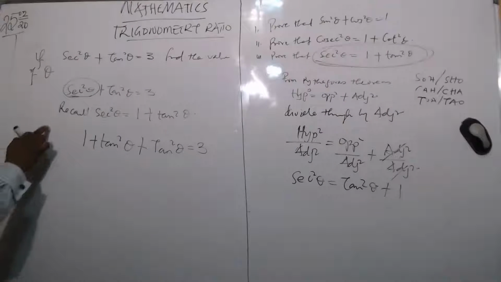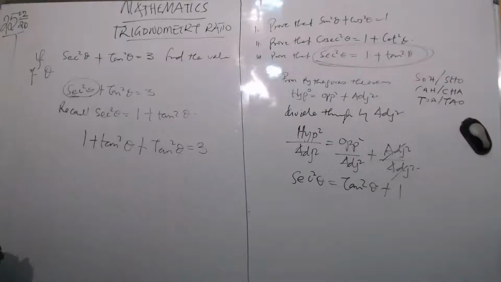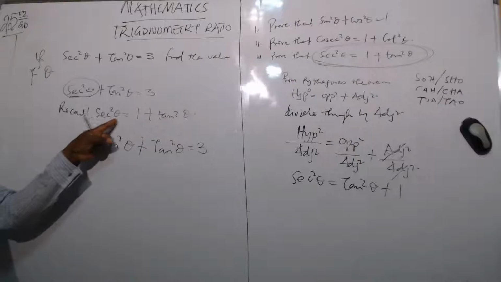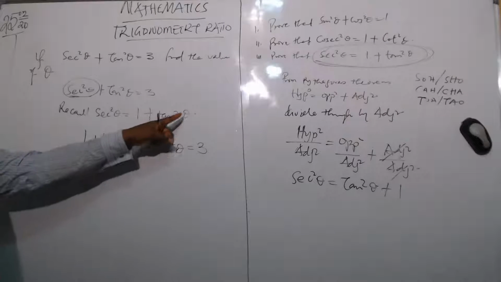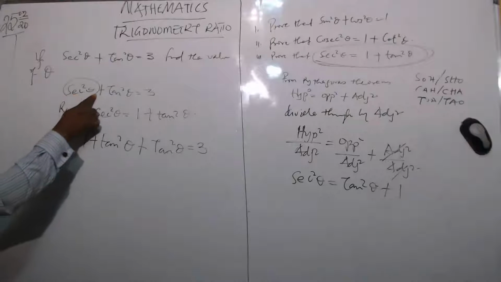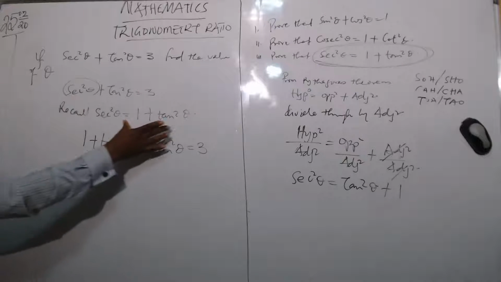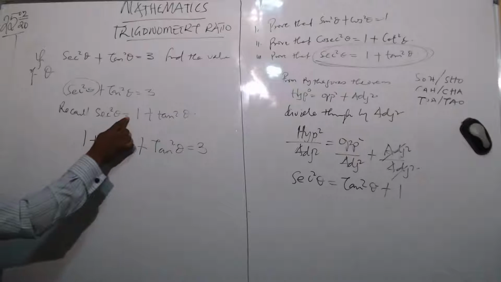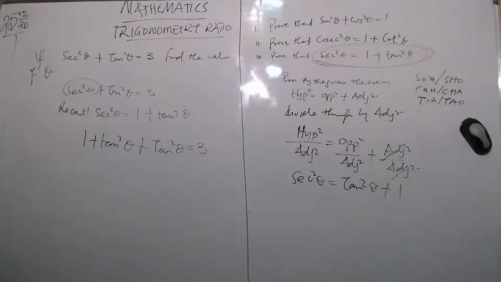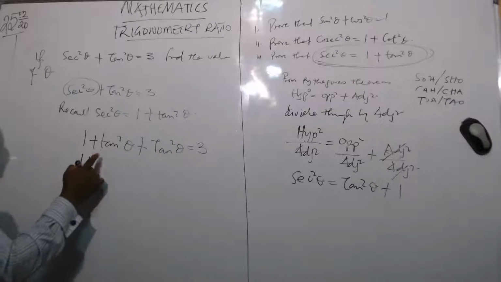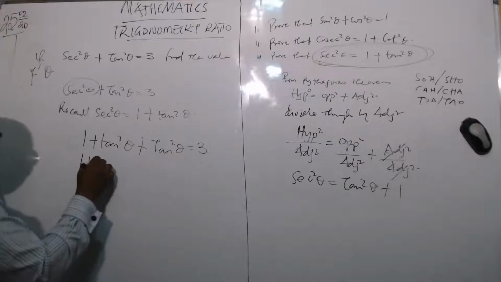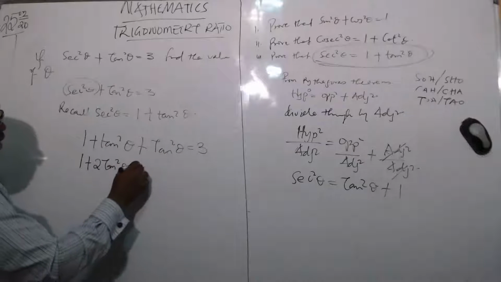Take note. I said recall, from this proving, sec square theta equals 1 plus tan square theta. Then, instead of writing sec, I'm replacing this sec with this, reason being that both are equal. So we have 1 plus 1 times tan square theta plus 1 times tan square theta. We're going to have 2 times tan square theta is equal to 3.